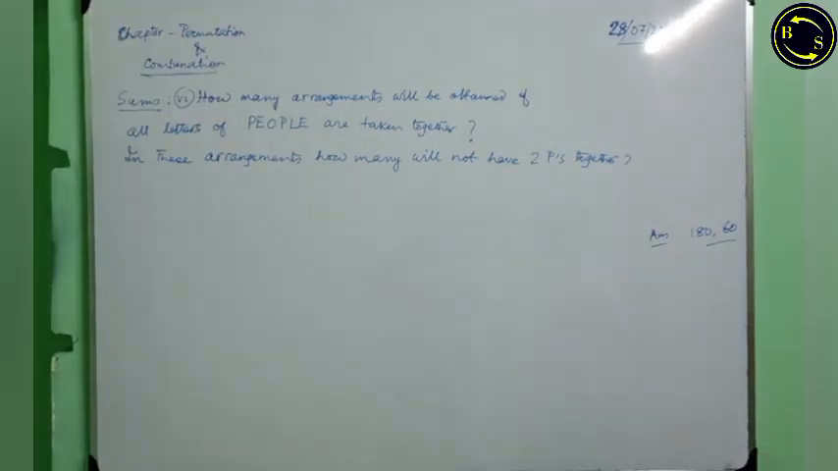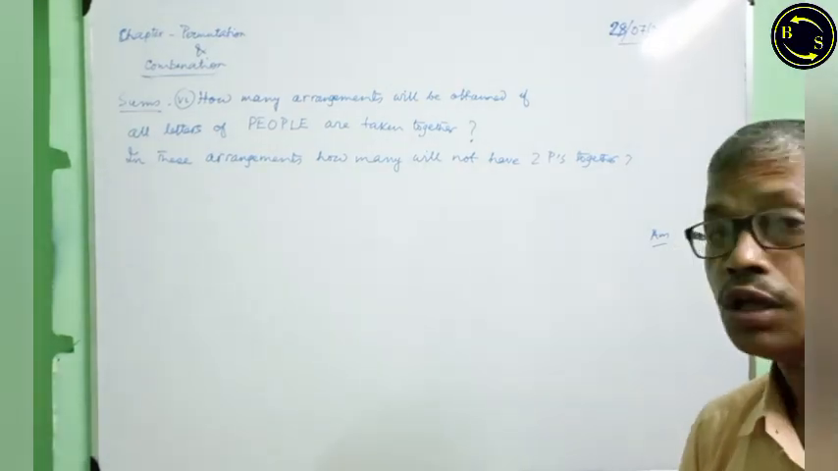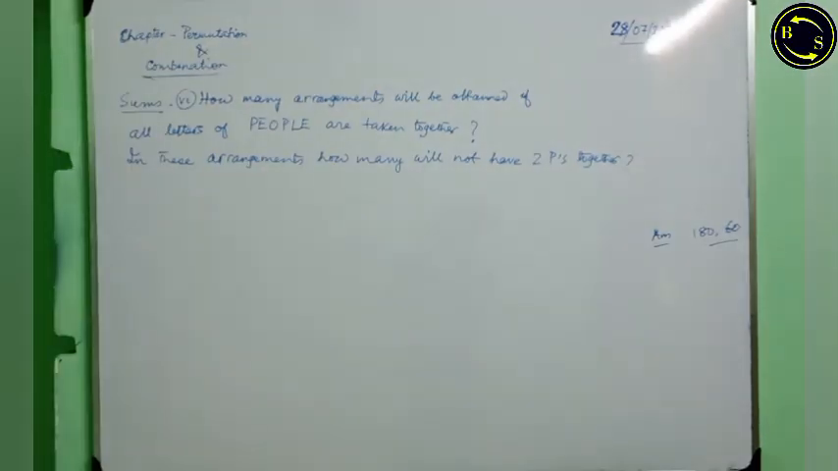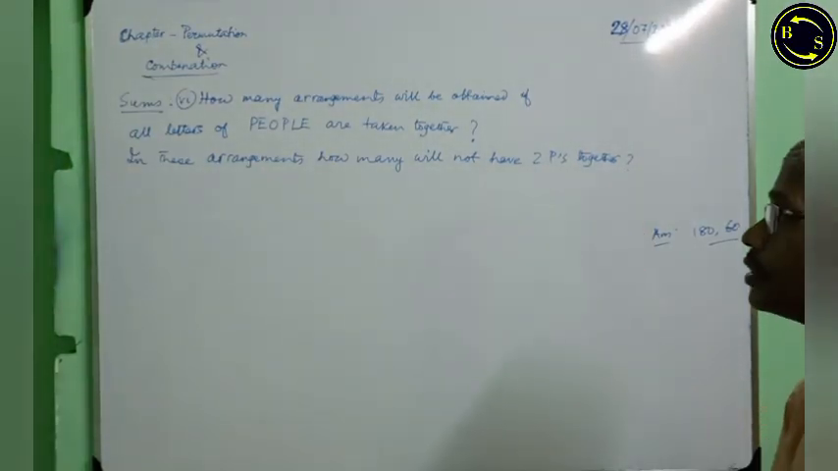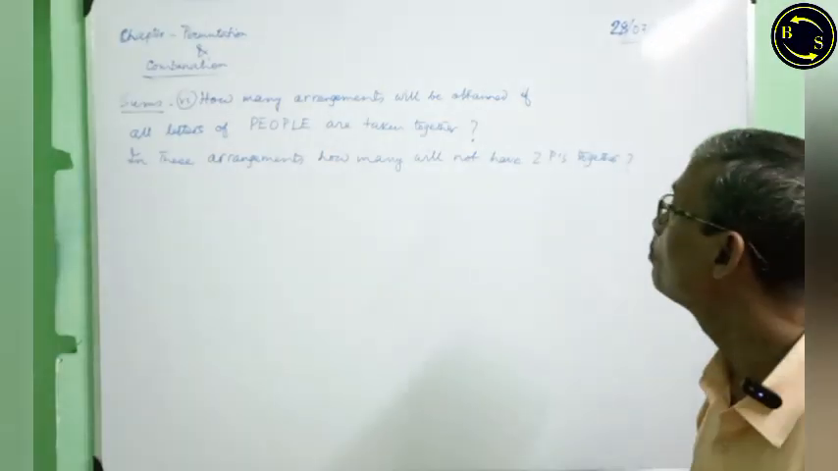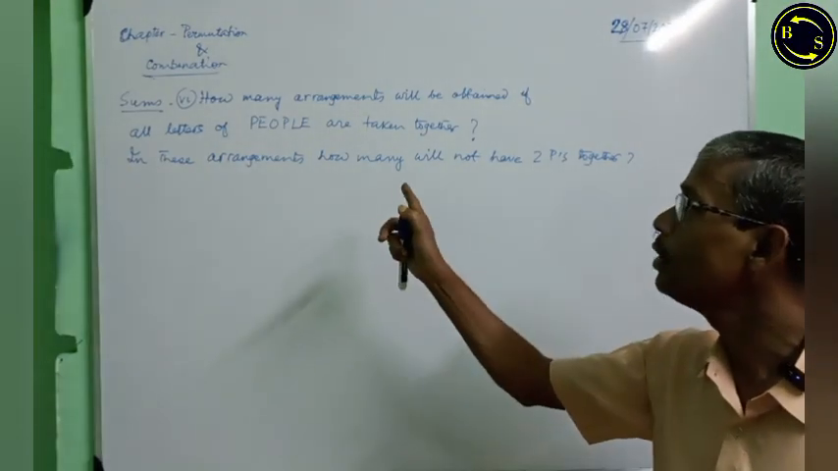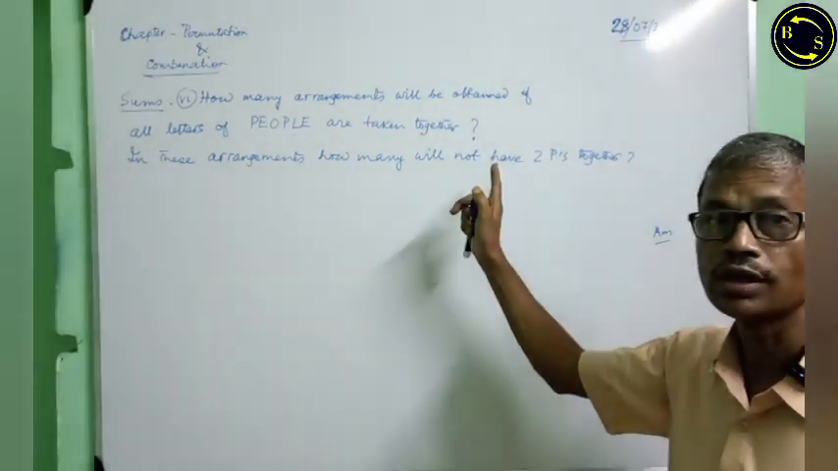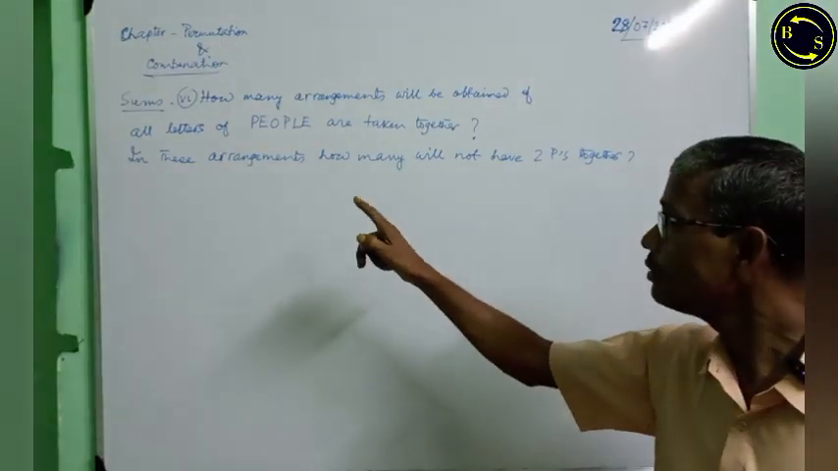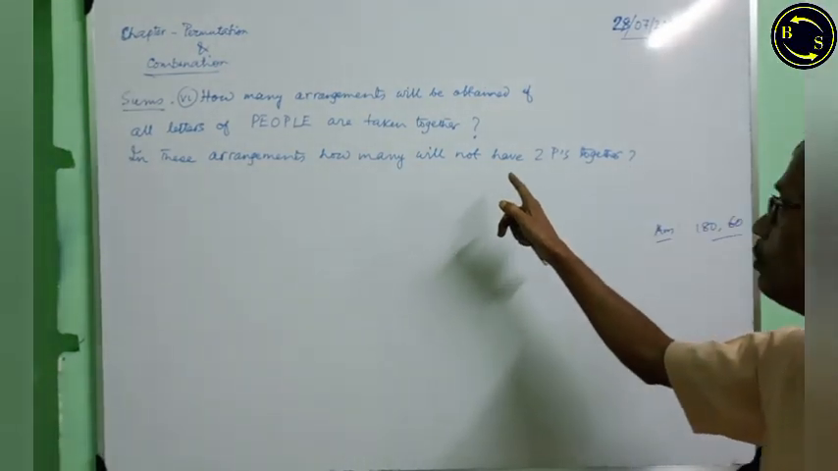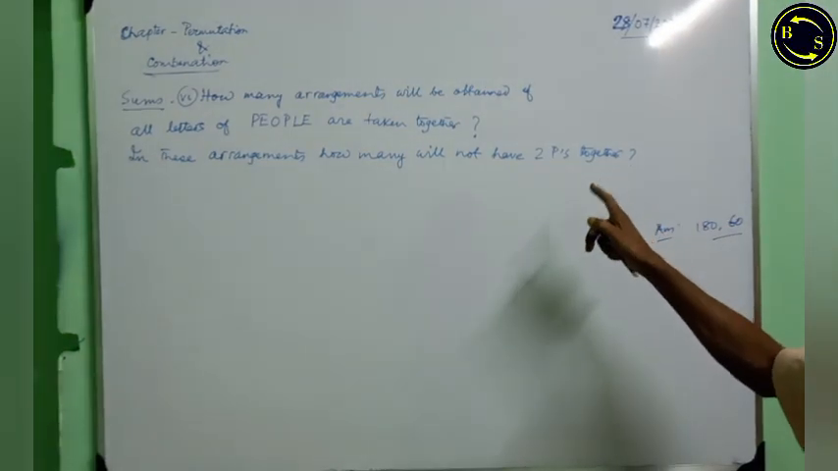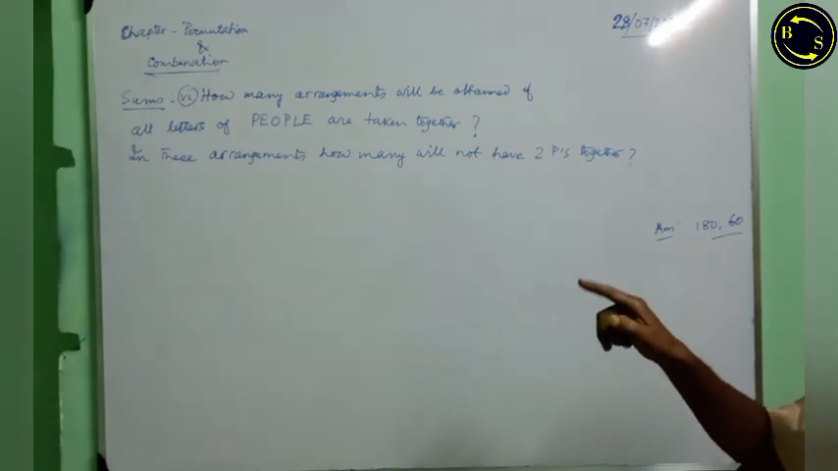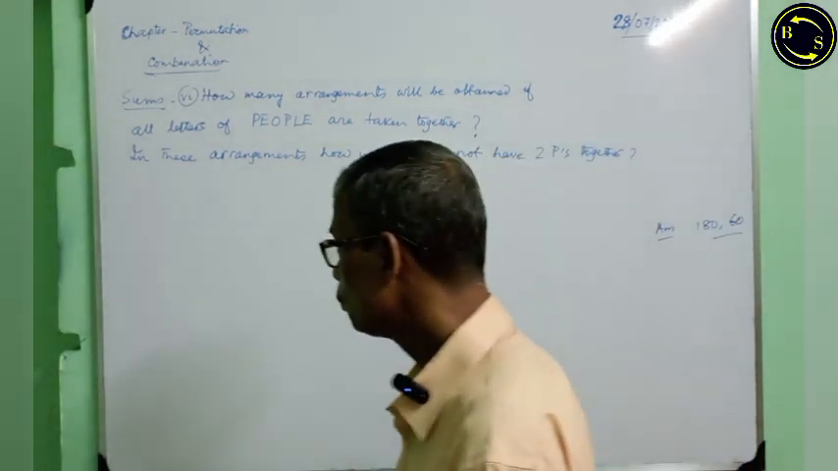Now I shall work out a few more sums on permutation. I have taken this one first. How many arrangements will be obtained if all letters of PEOPLE are taken together? First one. And the second part is, in these arrangements, how many will not have two P's together, side by side? Two P's together means side by side. Solution.